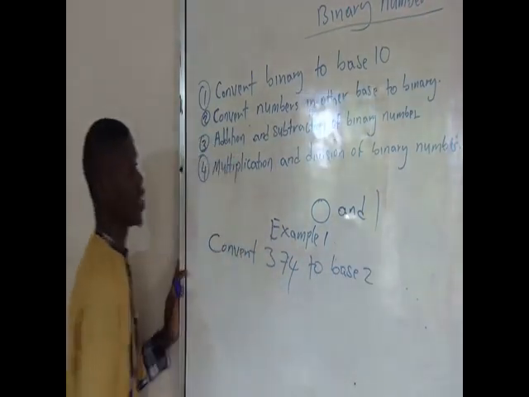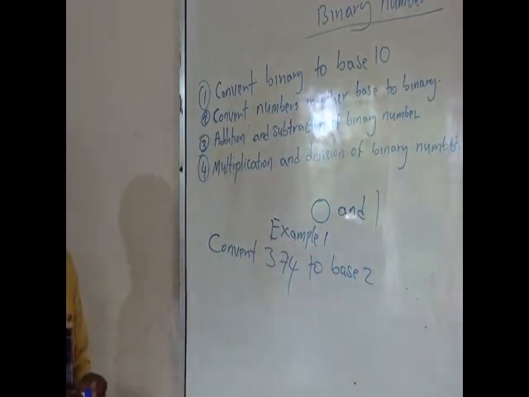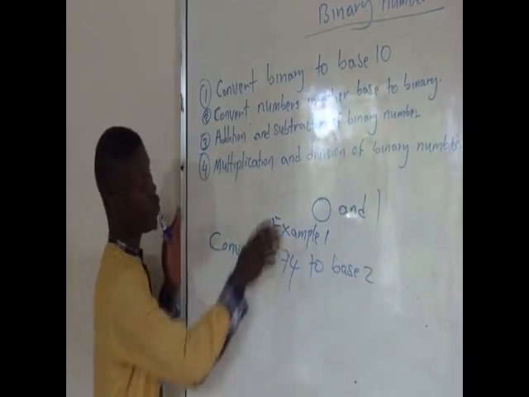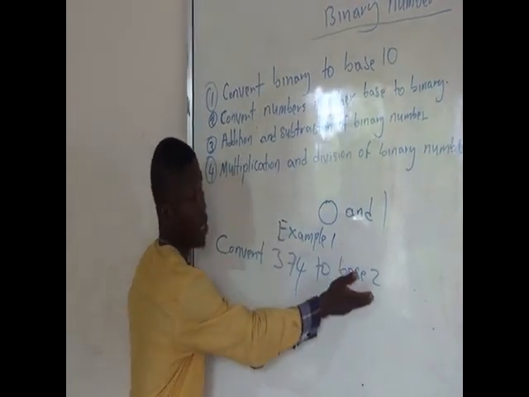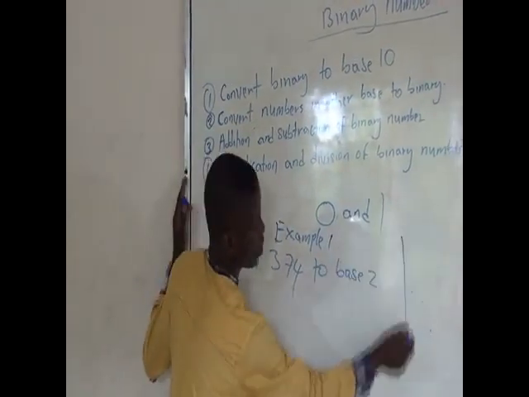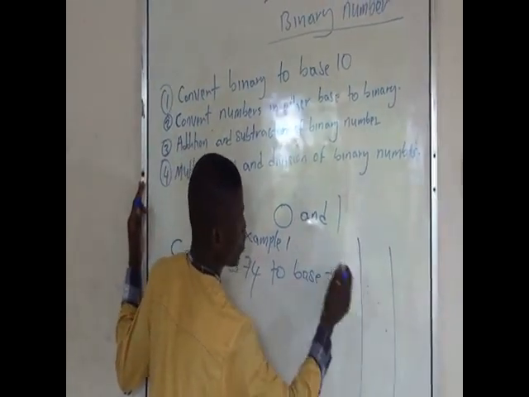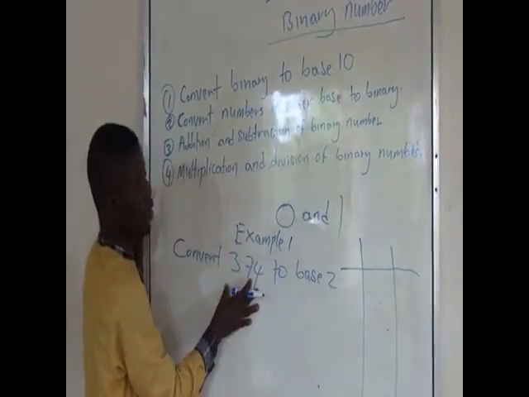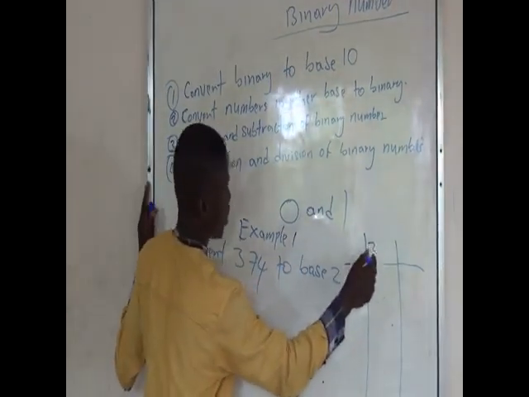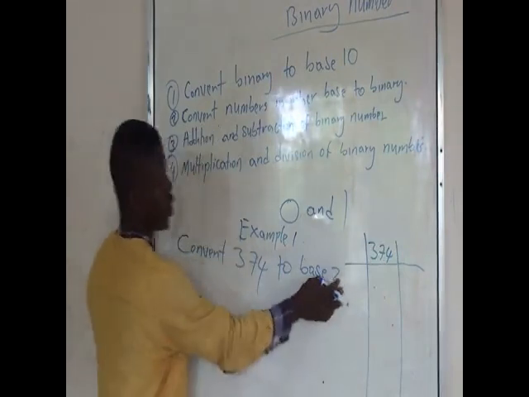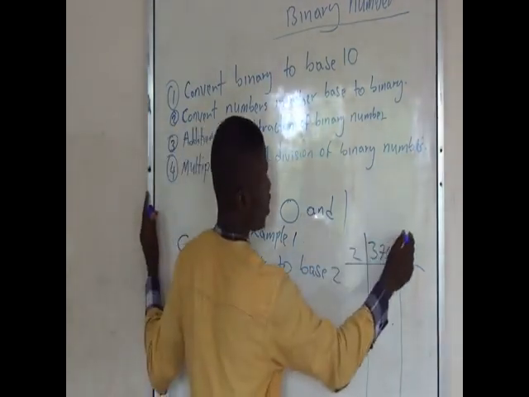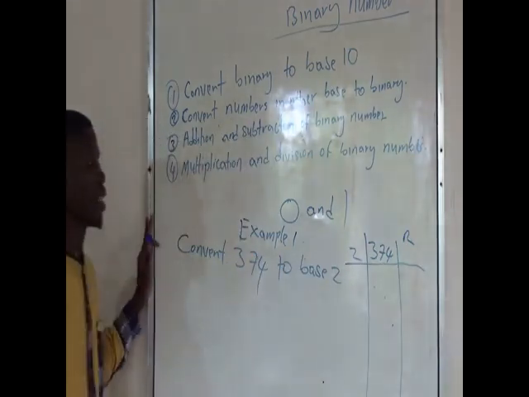Here is a different case. What we are going to do is as simple as ABC. We are going to divide by the base, and we'll have a shape that looks like this. The dividend will be in the middle, 374. The divisor, which is 2, will be here, and the remainder will be here. Let's start.